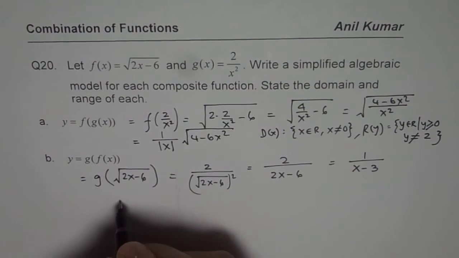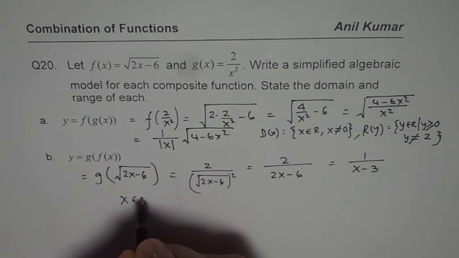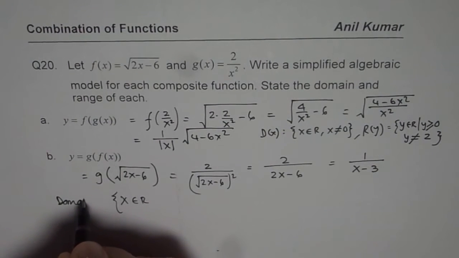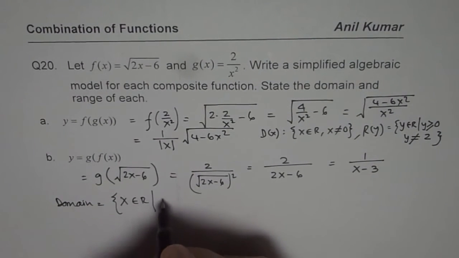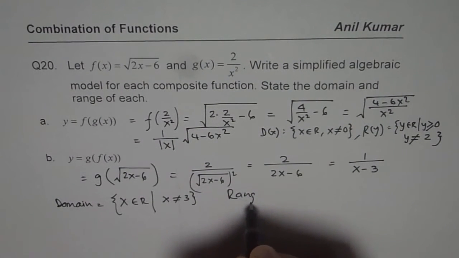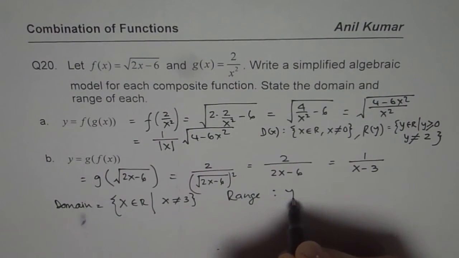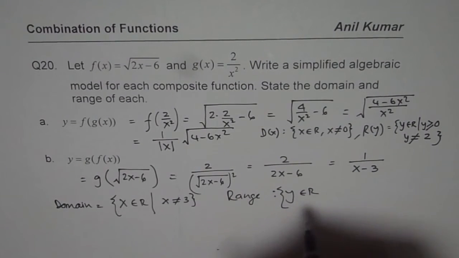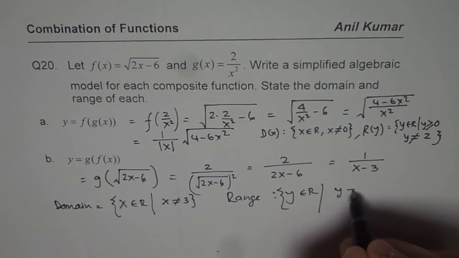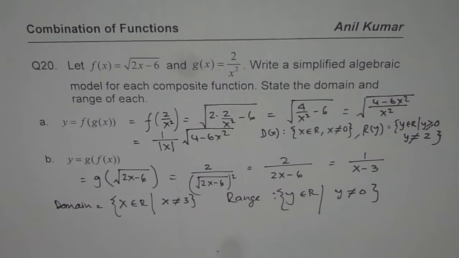And here the domain is that x belongs to real numbers, but x is not equal to 3, right? And the range is y belongs to real numbers, and there's a horizontal asymptote, so y is not equal to 0. Is that okay? So that is what the domain and range of the function is.